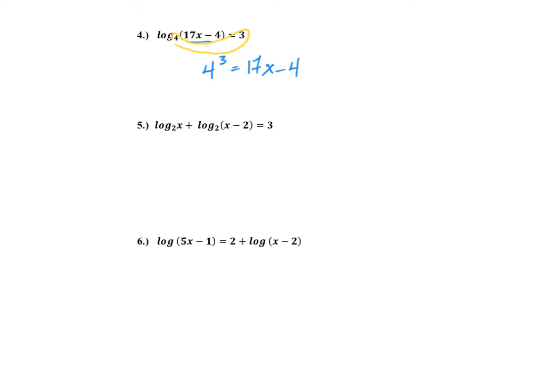So let's solve. I'm going to write 4 cubed as 64. So 64 equals 17x minus 4. I'm going to add 4 to both sides. So that's going to give me 68 equals 17x. And to solve for x, I'm going to divide both sides by 17. Now, that's going to give me an x equal to 4.